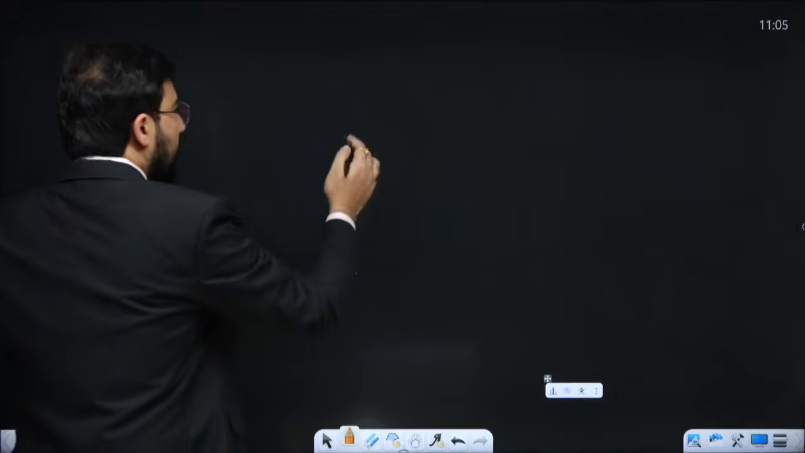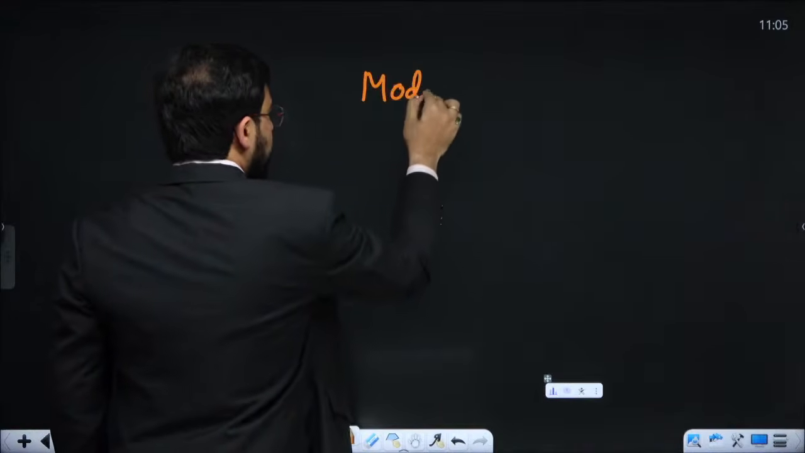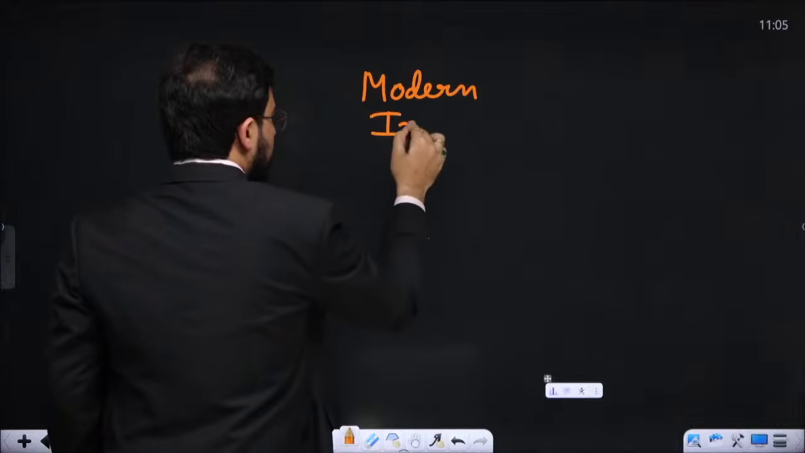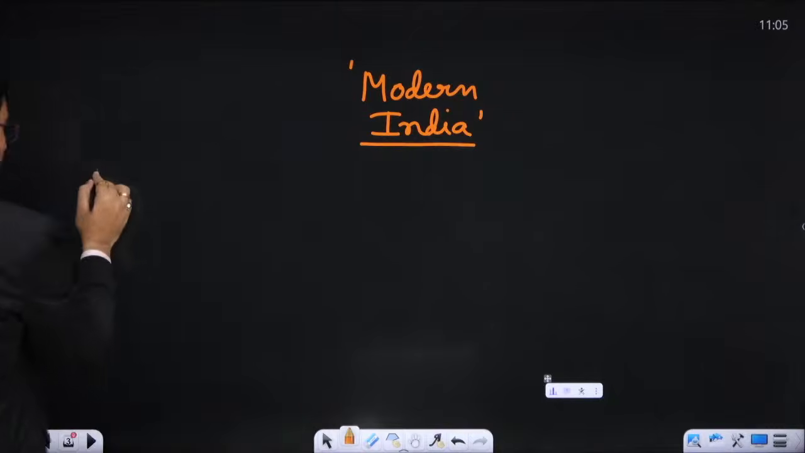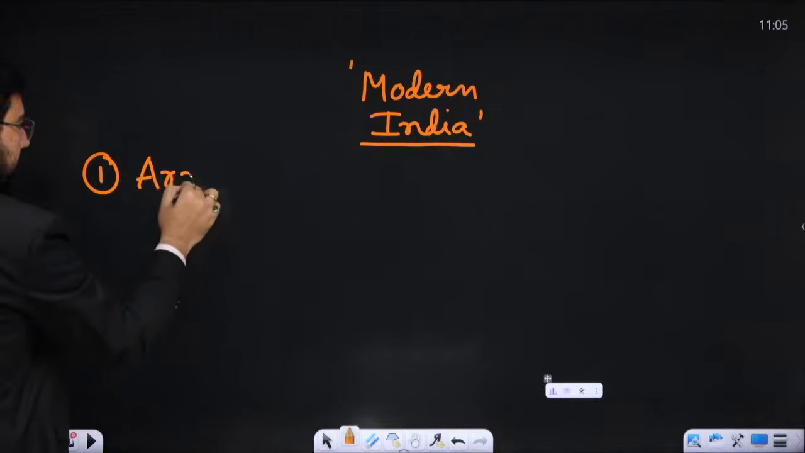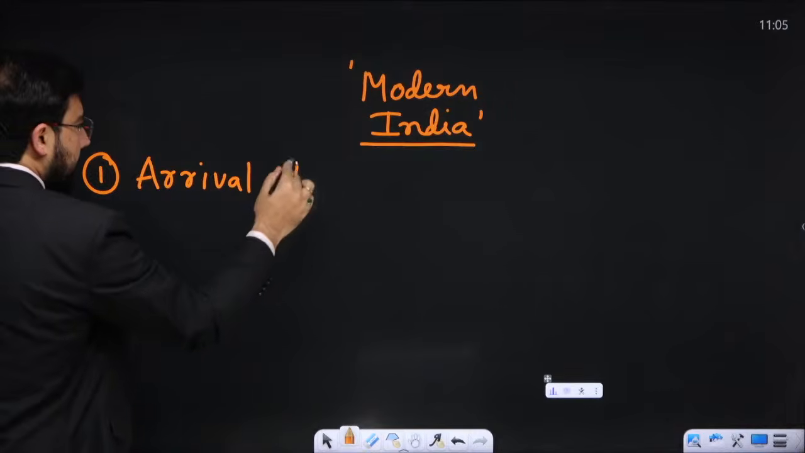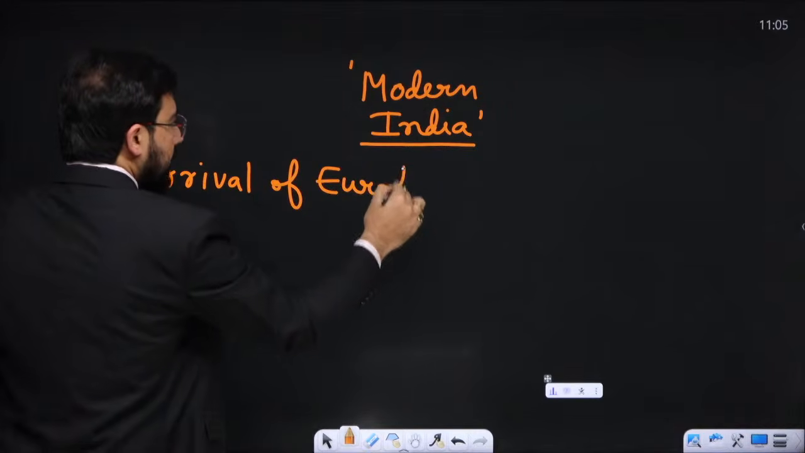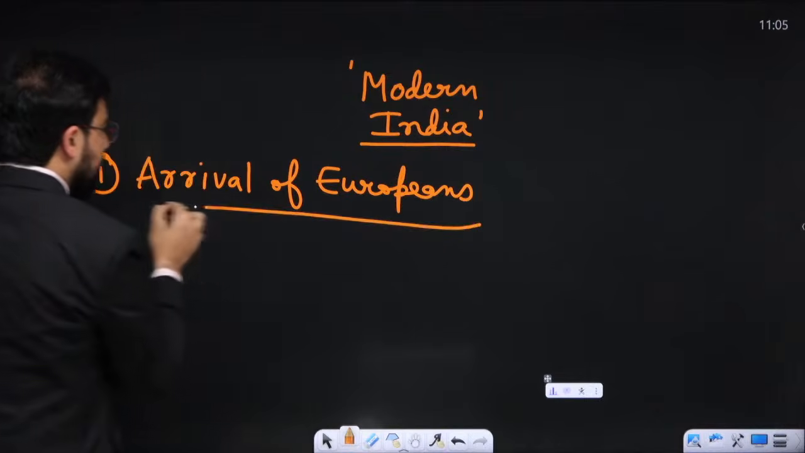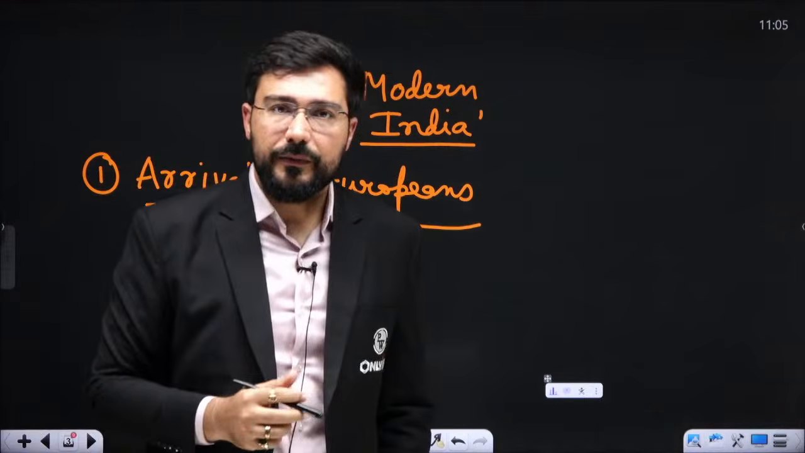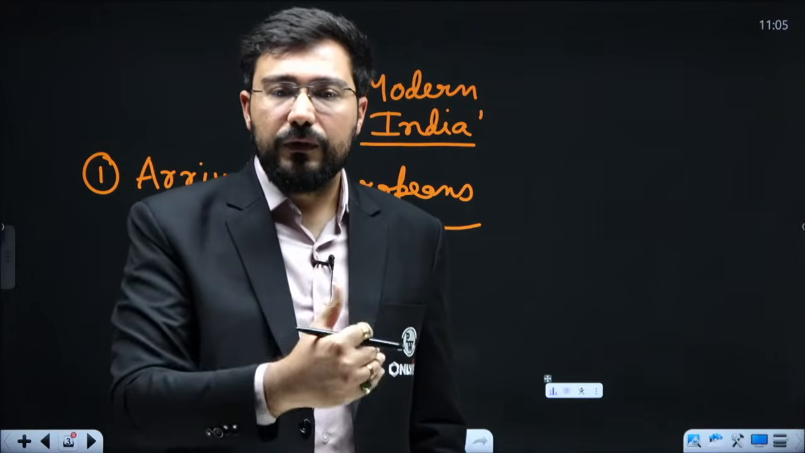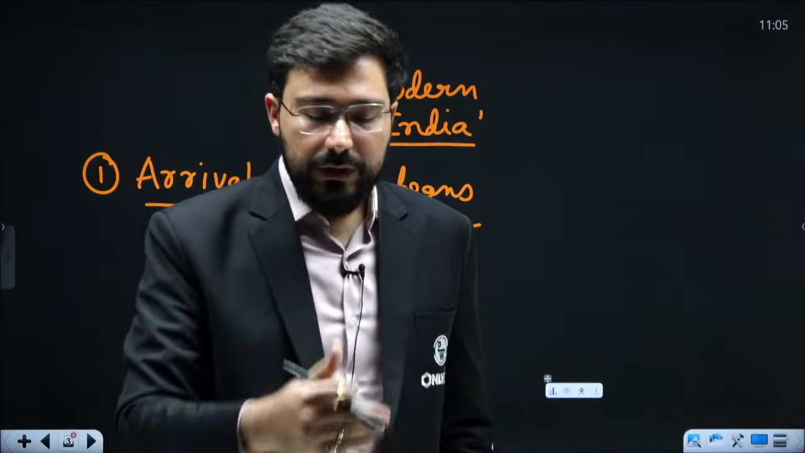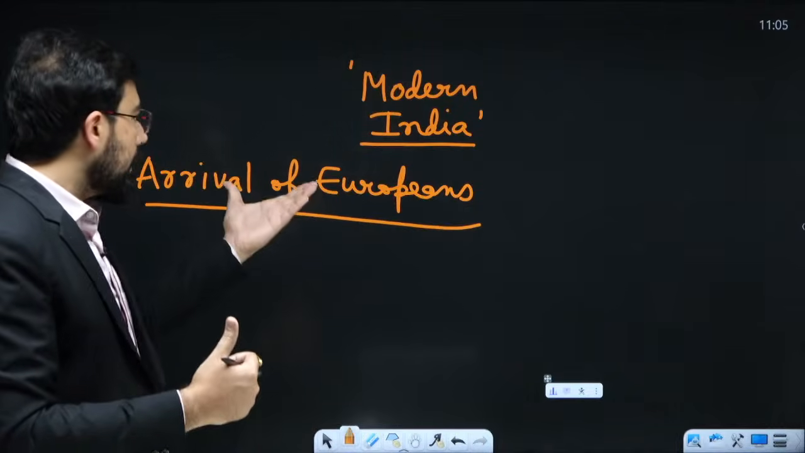Look, when we discuss modern India, modern Indian history, we start with the first topic, arrival of Europeans. All of you have this basic understanding that Europeans came towards India. The first person who was successful enough was Vasco da Gama. Vasco da Gama came towards India in 1498, and from there onwards we see the arrival of so many companies towards India. So this is how we see the arrival of Europeans.